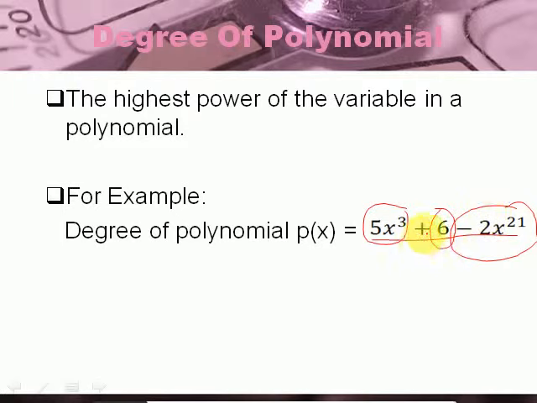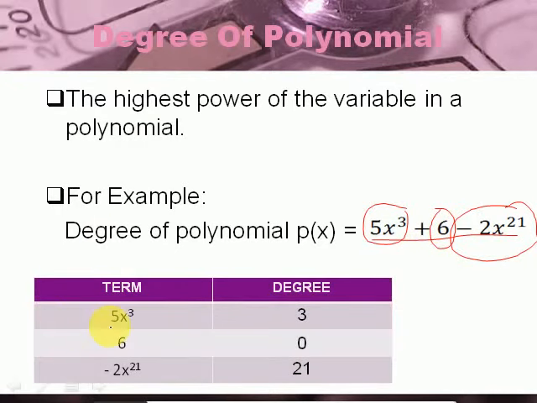So now split it out into three different terms. What are the three different terms? 5x cube, 6 and minus 2x to the power 21, correct? Now find what is the power of the variable in each term. The power of the variable in the first term, that is 5x cube, is 3. In the second term there is no variable, so the degree is 0. So the power is the degree of the term. If you take one term, the power of that term is equal to the degree of that term. So here the power of the term 5x cube is 3, 6 is 0 and 2x to the power 21 is 21.